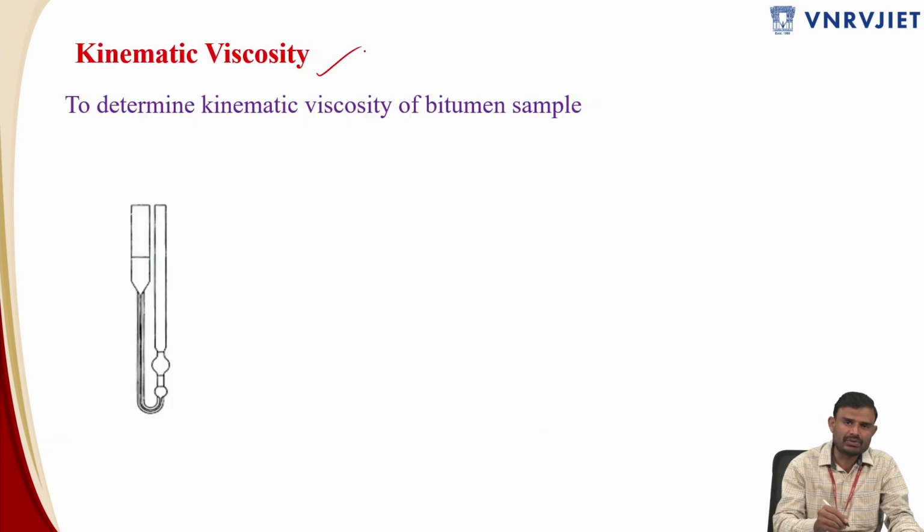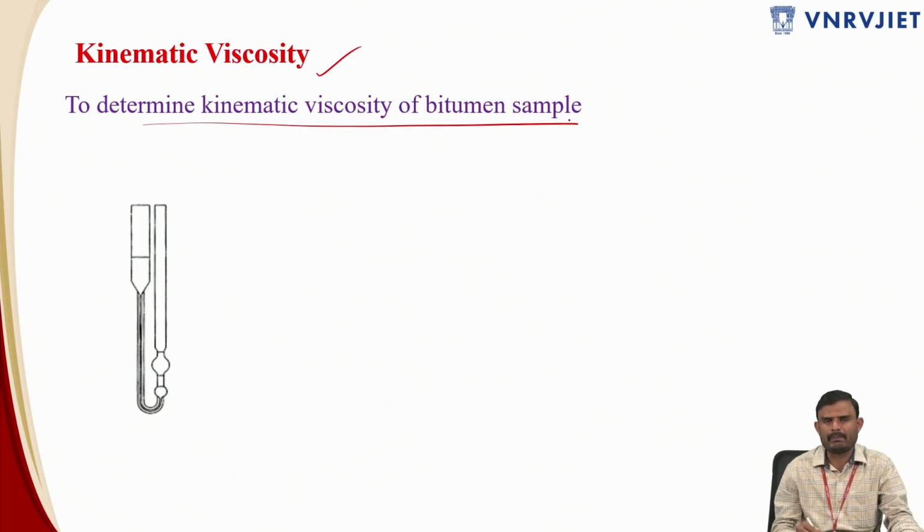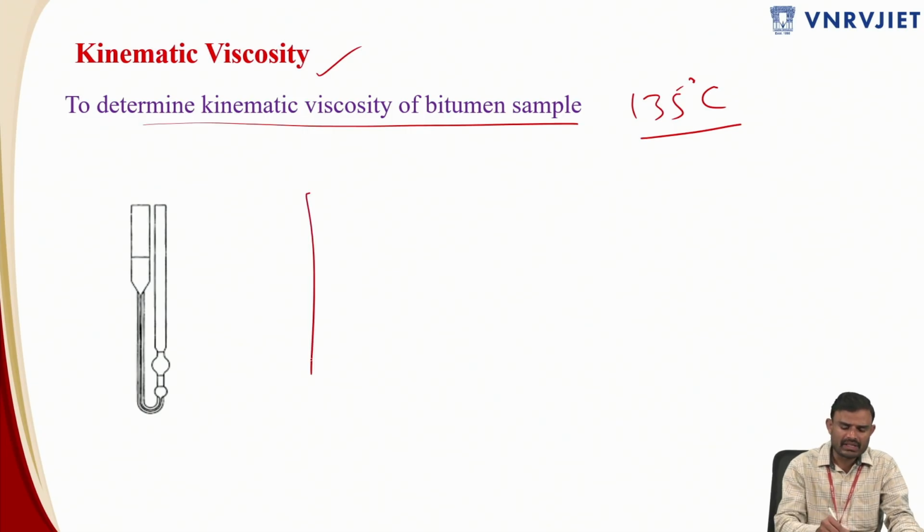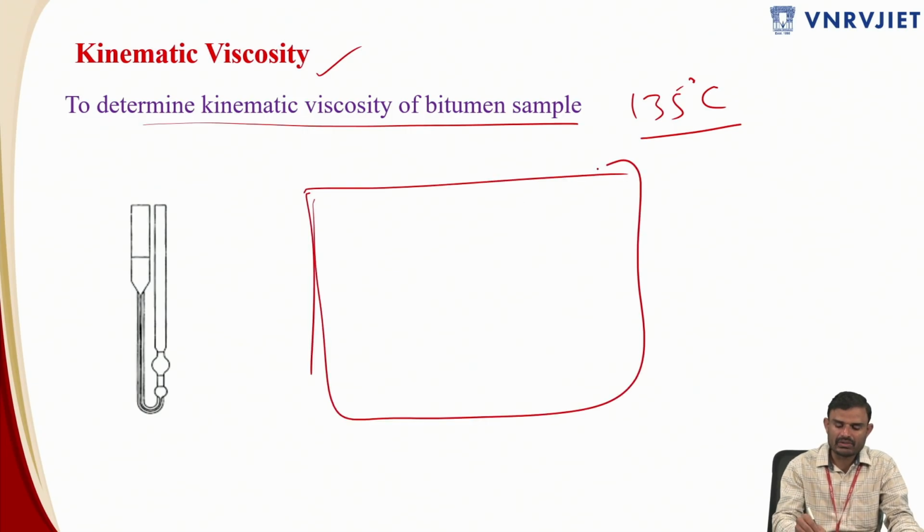And the other test continued to this is kinematic viscosity, to determine the kinematic viscosity of the bitumen sample. It is similar to the absolute viscosity, but the only variation is that the test temperature is 135 degrees centigrade. You are going to keep this viscometer in the same chamber, but it is maintained at 135 degrees centigrade. The only difference is previously we supplied a vacuum pressure of 300 mm of Hg. In this condition we are not going to provide any vacuum.